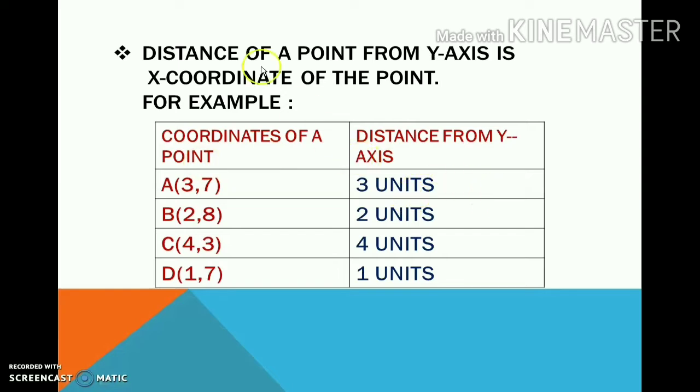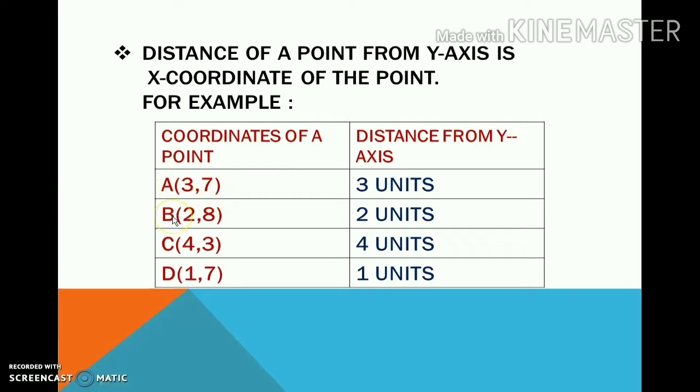Next, distance of a point from y-axis is the x coordinate of the point. So simple बेटा. अगर हम किसी point का y एक्सिस से डिस्टेंस लिखना चाहते हैं तो सिंपली उसका x कोऑर्डिनेट लिख देंगे. Like यहाँ पर हमारे पास a पॉइंट है जिसके कोऑर्डिनेट्स हैं 3, 7. Its distance from y-axis will be 3 units. Why 3 units? Because its x coordinate is 3.